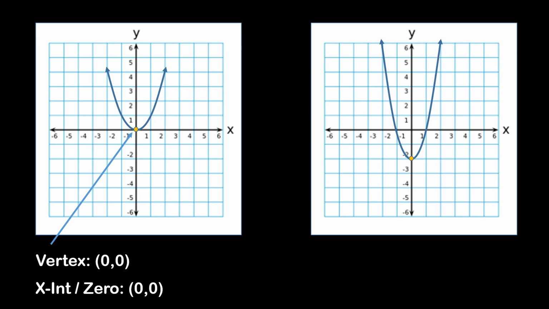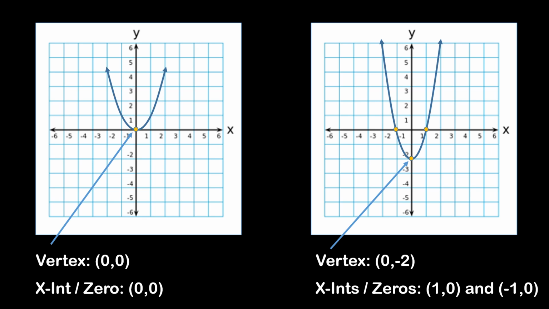Same idea with the second graph, the minimum value is the vertex. So in this case it is 0, -2. In terms of the roots, we can see that the parabola intersects the x-axis at -1 and 1. Therefore the x-intercepts are -1 and 1. So we have that the x-intercepts are 1, 0 and -1, 0. So for a point on the x-axis, the y value is always going to be equal to 0. So we just have to look at where it intercepts the x-axis. In this case, it intercepts the x-axis at -1 and 1.